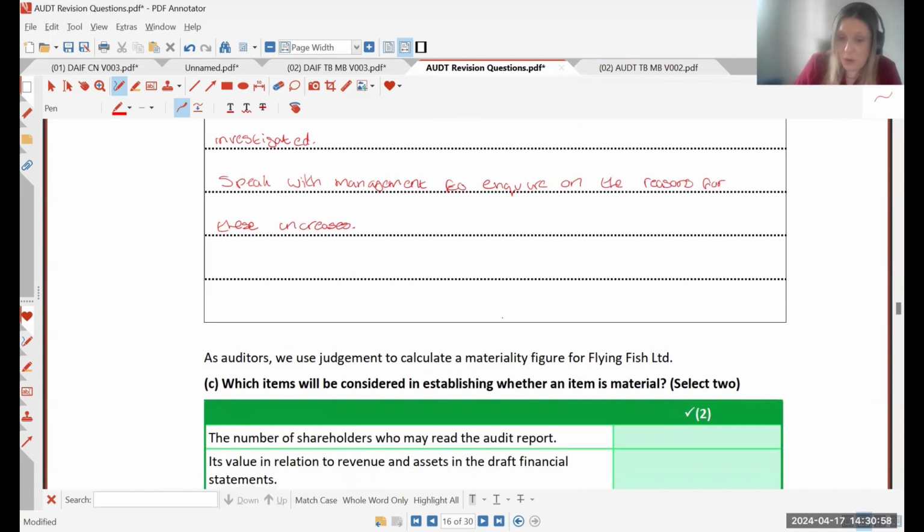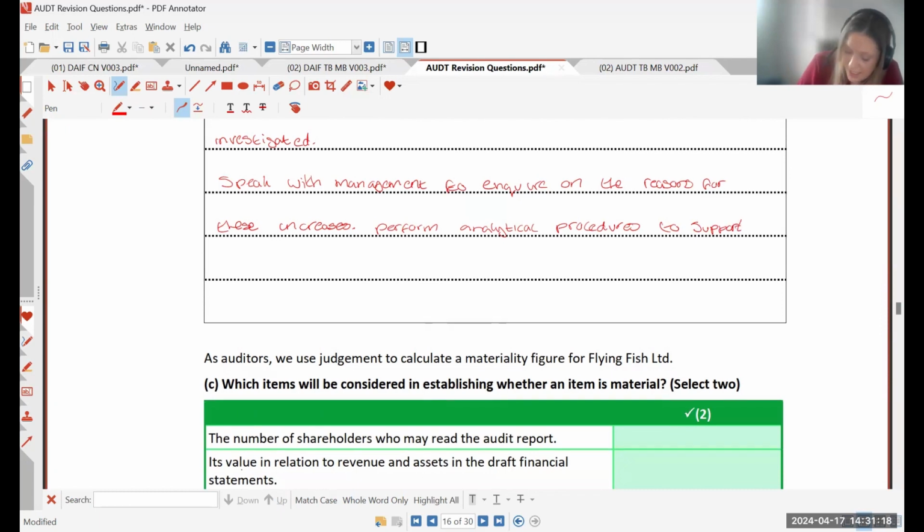So once we've spoken with management, we need to perform analytical procedures to support any explanations given.